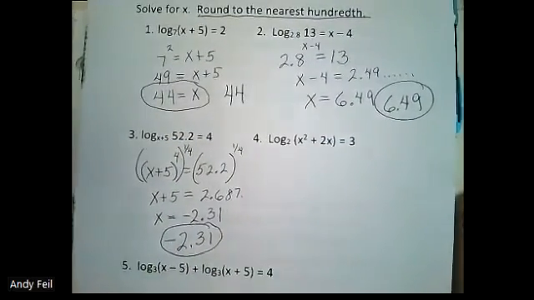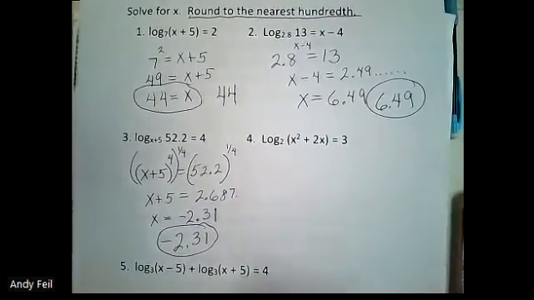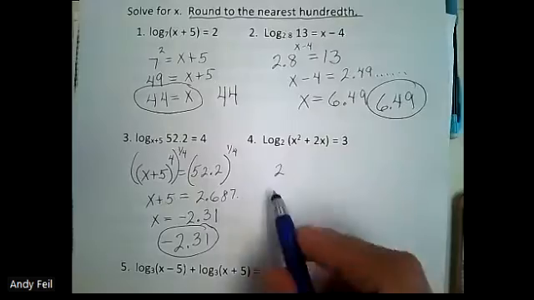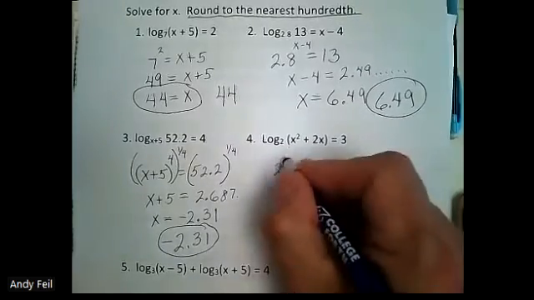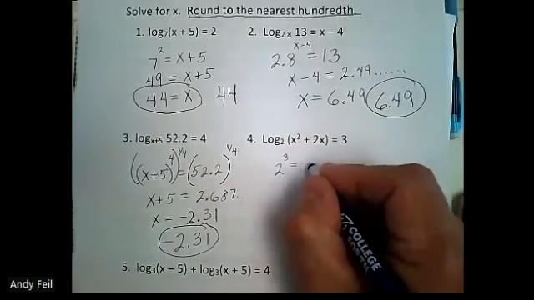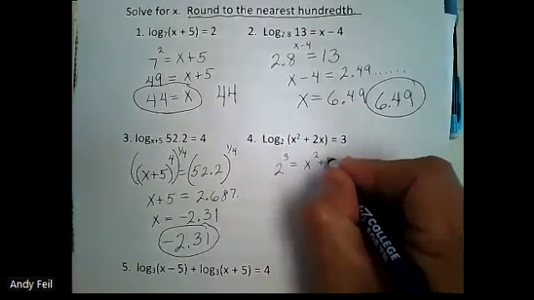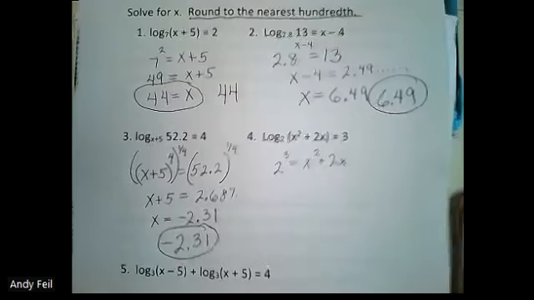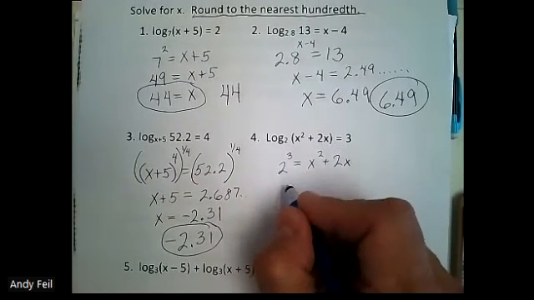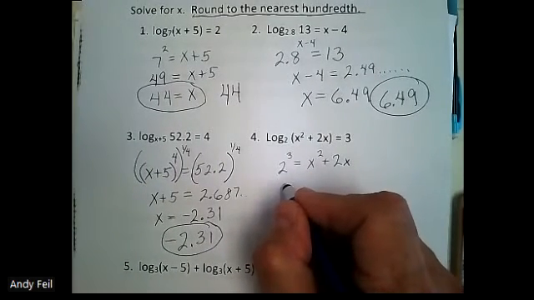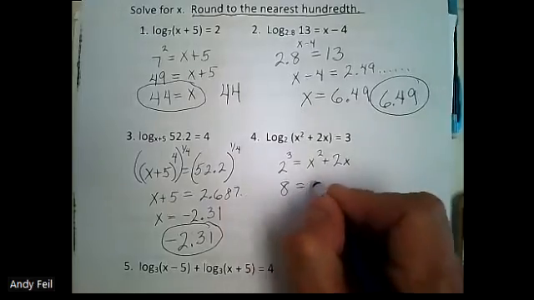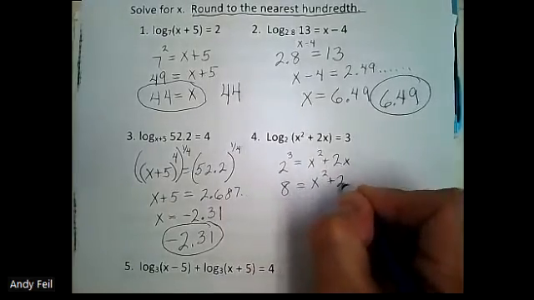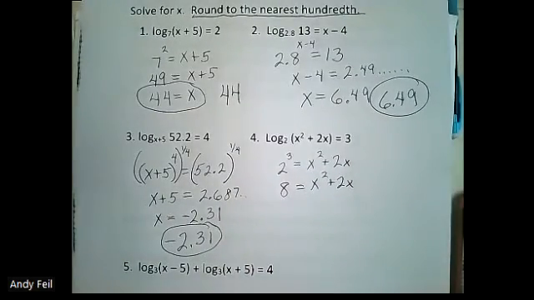All right, let's try number 4. The base is 2. 2 raised to the what? 3rd. That's equal to x squared plus 2x. And now it's an algebra 1 problem. We just took this down a level from algebra 2 to algebra 1. What is 2 to the 3rd? All right, now we got to go back to algebra 1.